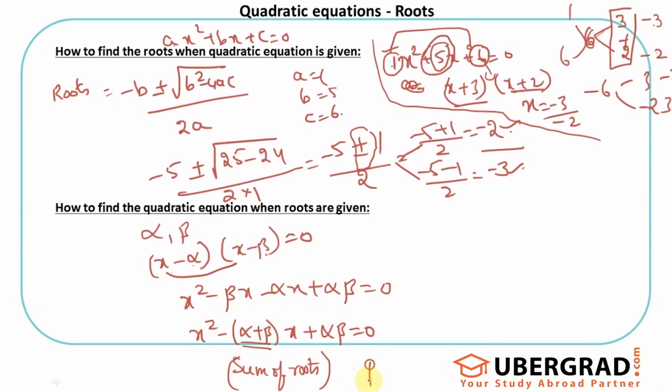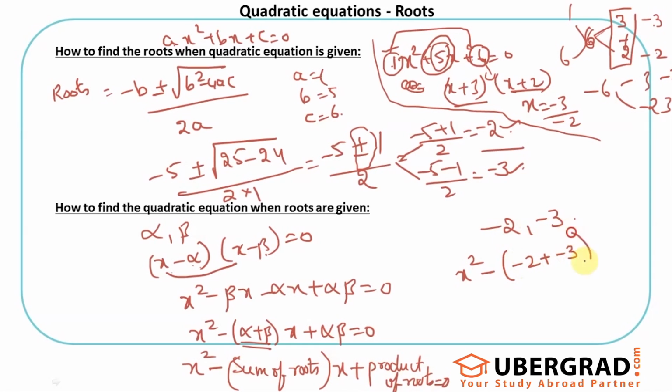Alpha beta is the product of roots. Right? So x square minus sum of the roots into x plus product of the roots equals 0 is the expression. If I know the roots are minus 2, minus 3, how would this expression look like? x square minus sum of roots, minus 2 plus minus 3, into x plus minus 2 into minus 3, is the product of roots, equals 0.